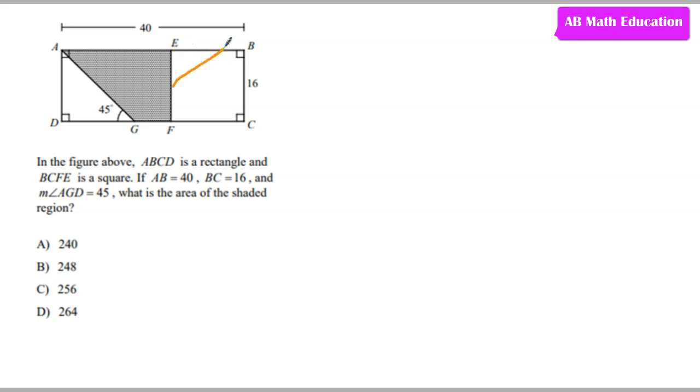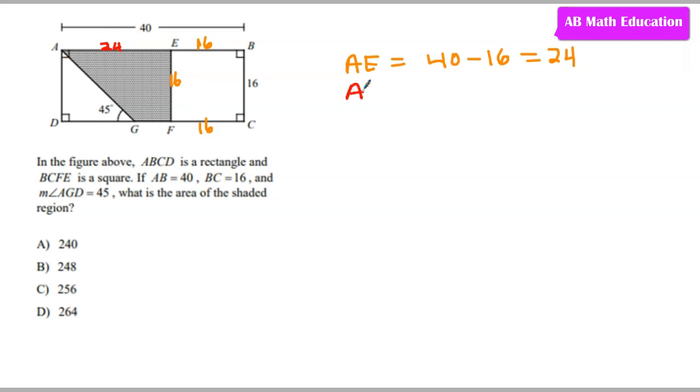but we know that this is a square. So since here is a square, that tells us that they have equal size. So here is 16, here is going to be 16, and here is also going to be 16. What I want to do is that I need the AE. The AE is the whole of this 40 minus 16, and that will give us 24. So we are going to get here to be 24.